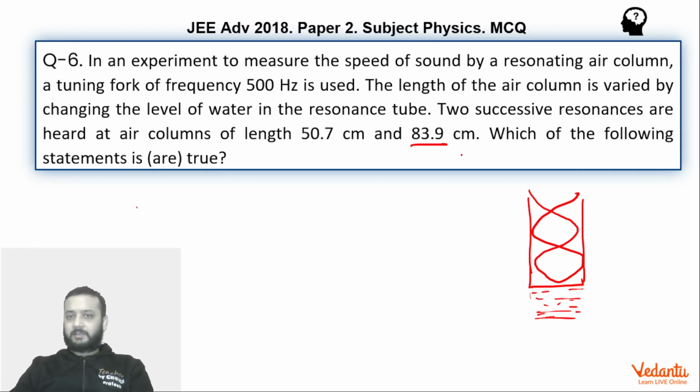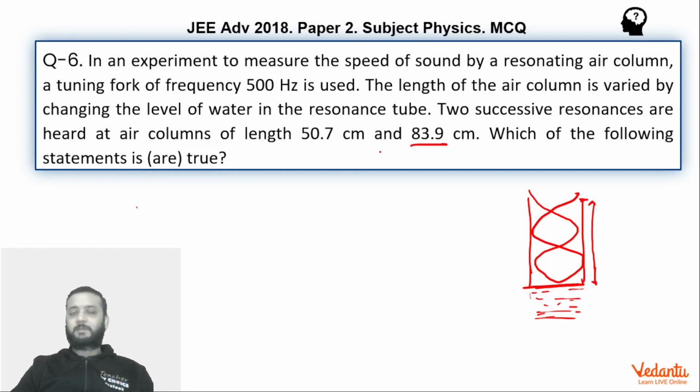So let's say the length of the air column is from the open end of the tube till the point where the water surface lies. Let us say this is 83.9. Now, if you increase the water level, the length of the air column will decrease, and we can say that 50.7 is the next resonance. Actually it will be the opposite: first we will get the resonance at 50.7 and then 83.9.